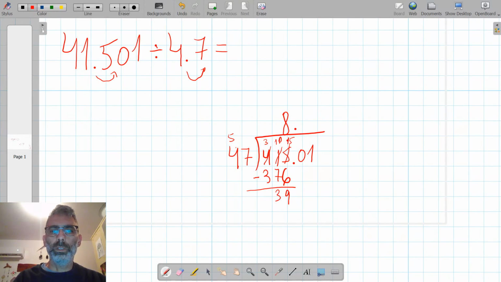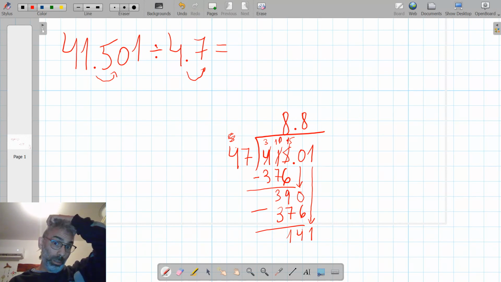Okay, 47 does not go into 39, so I bring down this 0. How many times does 47 go into 390? 8 times 47, we know it's 376. The difference between 390 and 376 is 14. 47 does not go into 14. I bring down the 9. How many times does 47 go into 140?